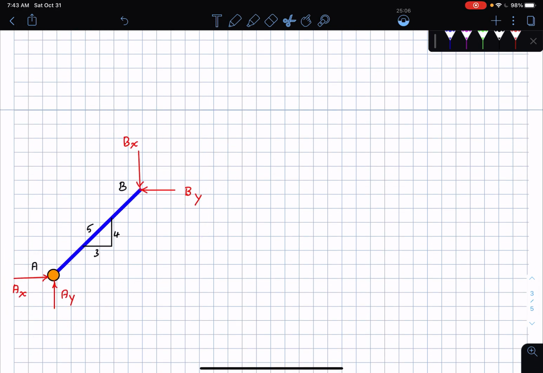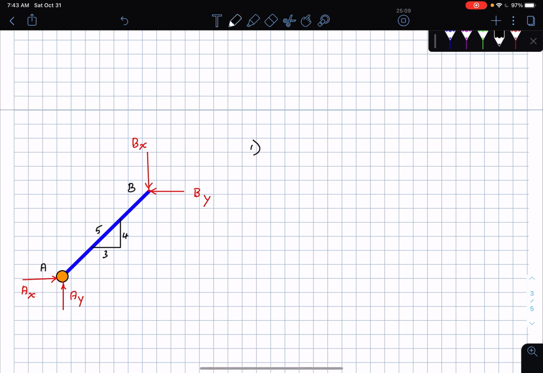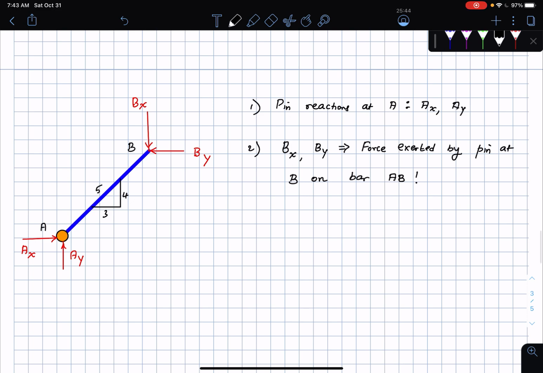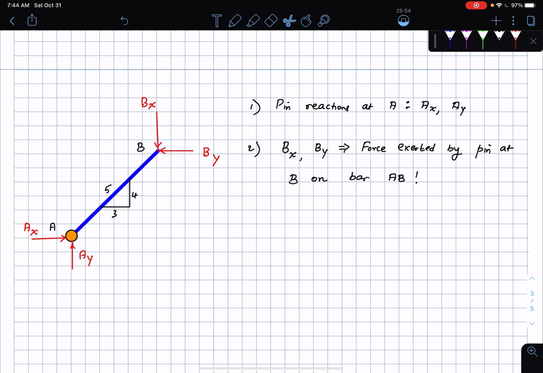I'm going to bring the bar AB. So on the bar AB, what are the forces? Pin reactions at A, these are your regular Ax and Ay. Then at the point B, I'm going to have the forces Bx and By. This is the force exerted by the pin at B on the bar AB. But what do you know? Something really nice is happening here. Because there are only two forces on the bar AB, this bar AB is actually a two-force member. That's something that you want to note.